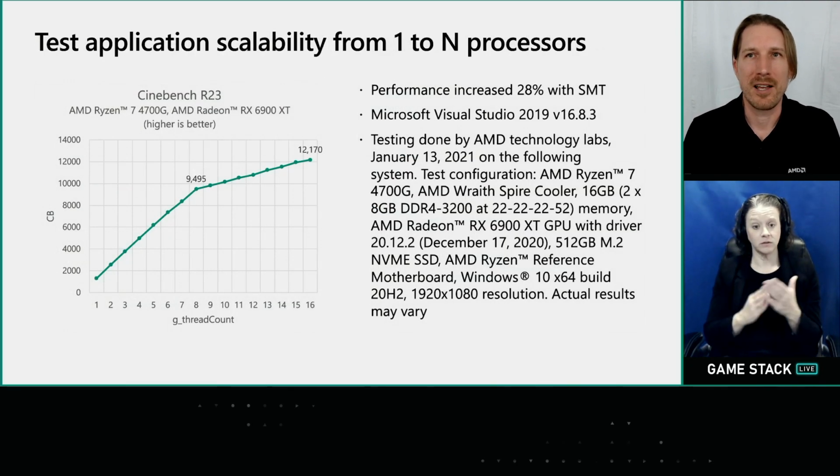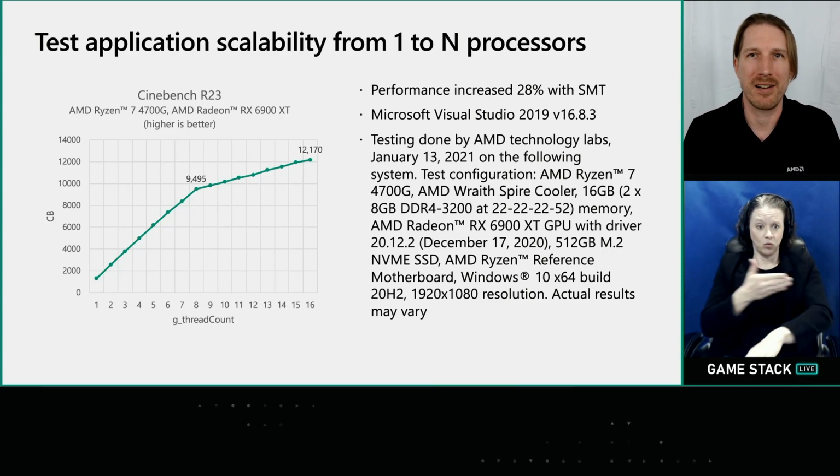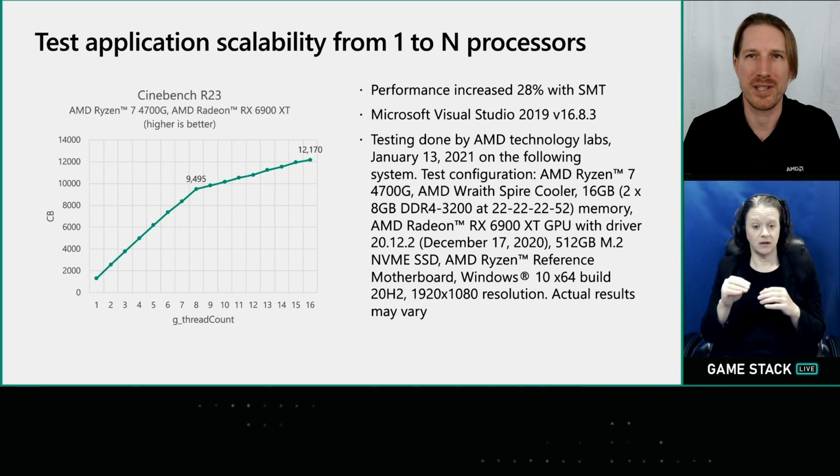Some applications scale very well with many logical processors. Cinebench R23 improved 28% thanks to SMT on this system configuration with 8 cores and 16 logical processors. The gthread count command line option is a very close approximation to the actual number of logical processors used for this application.